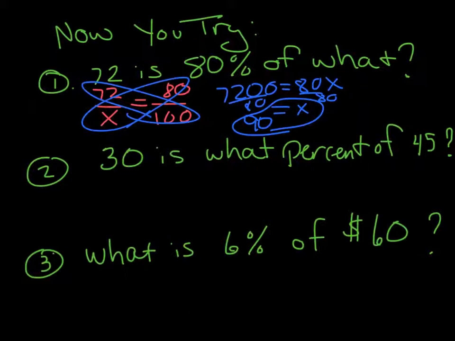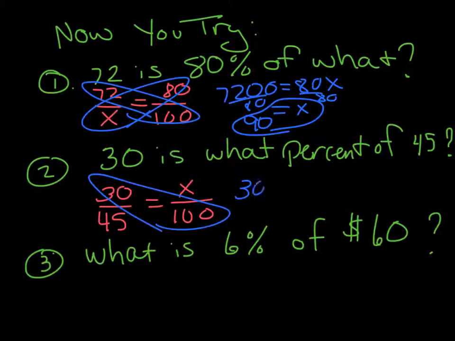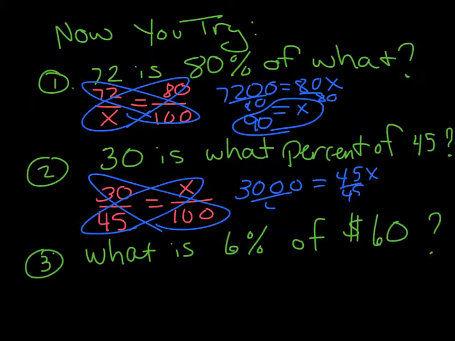Okay, next one. Setting up my percent proportion here. 30 is what percent of 45? I don't know the percent, so that's where my x is going to go. It says it's out of 45, so that's my original or my starting point, and the part is 30. 30 times 100 is 3,000. 45 times x, I don't know x, so that's just 45 times x. And I'm going to divide by 45 this time. By the way, if you haven't been, you can use a calculator for these.